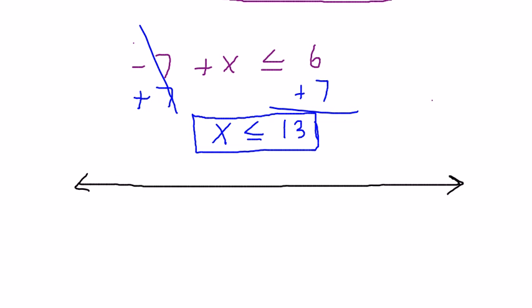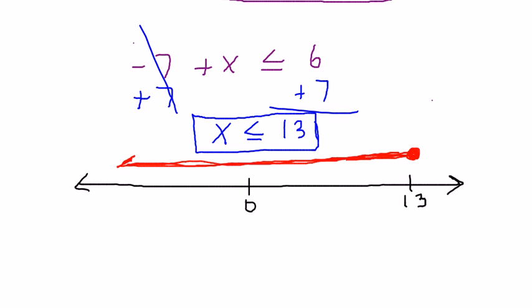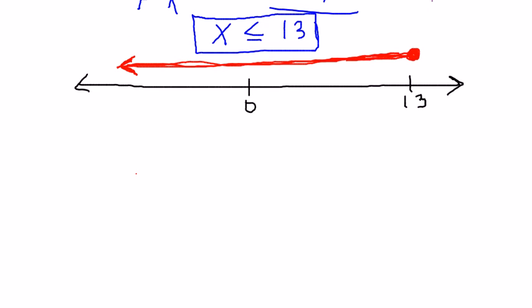If this is 0, let's say 13 is about there. We are interested in all the values 13 or smaller, because x can be less than or equal to 13. Because this is a less than or equal to solution, we are going to use a closed, shaded-in circle at 13. And then we'll draw an arrow to the left, because we want all the values that are either 13 or smaller, and the smaller values are toward the left. Let's try another one.